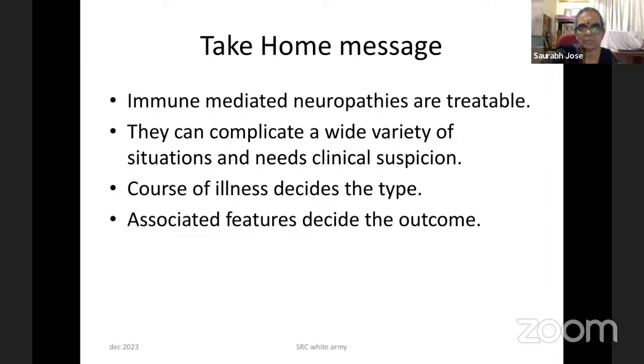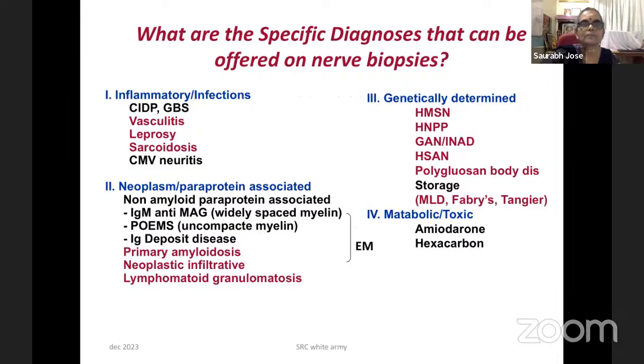Temporal profile, AIDP, CIDP, relapsing, I have gone through, and associated features decide the outcome. We said that axonal type, poor outcome. Paraproteinemia, poor outcome. Castleman disease, poor outcome. So associated features decide the outcome. So the points: they are treatable, so you should not miss them. They can complicate untreatable neuropathies. Underlying untreatable neuropathies may be complicated by immune-mediated neuropathy. And the course of the illness will decide what the type is. Associated features decide the outcome.